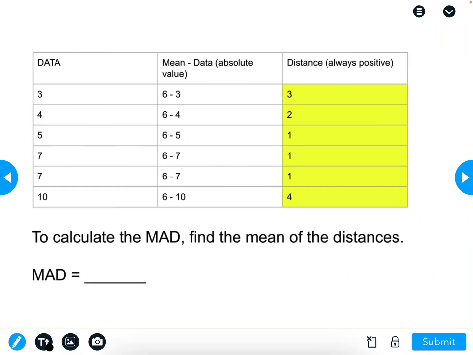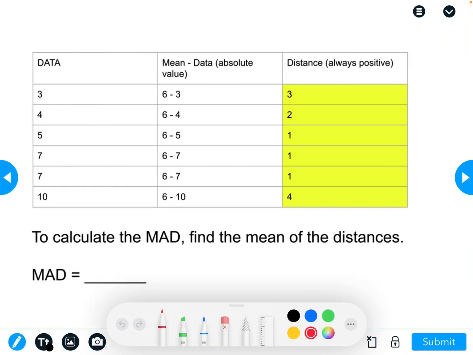And let's take a look at mean absolute deviation. So when we're finding mean absolute deviation, the first thing we need to do is find the mean of the data. So I already have the data on this chart. And the mean of this data is 6. If you add it all together and divide, we get a mean of 6.